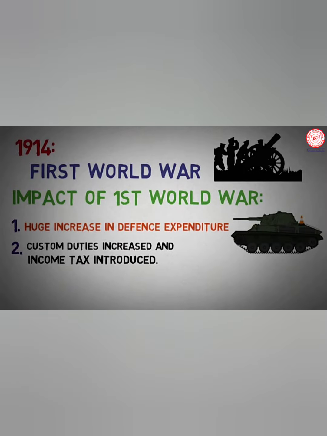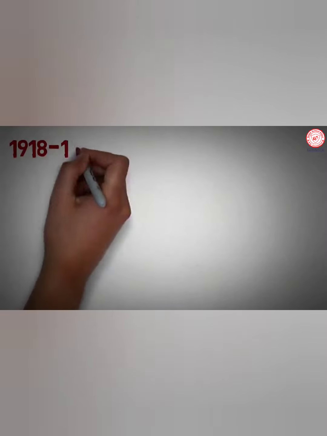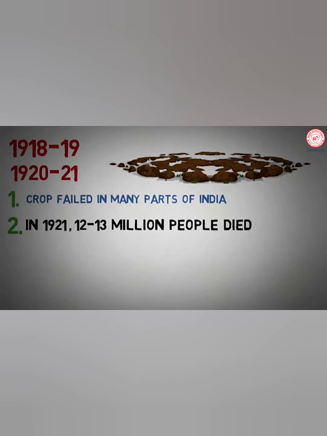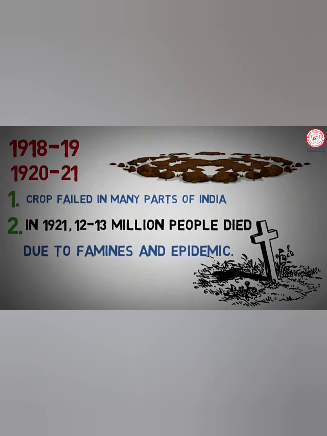In rural areas, people were forcibly recruited to the army. In the years 1918 to 19 and 1920 to 21, crops failed in many parts of India, which resulted in a shortage of food. In 1921, 12 to 13 million people died due to the famines and epidemic. An epidemic is a widespread of infectious diseases, just like COVID-19.